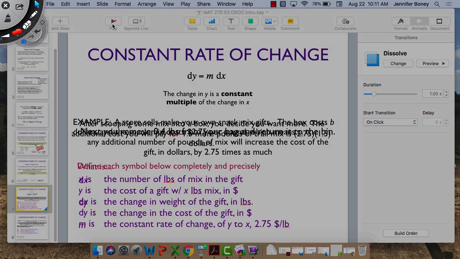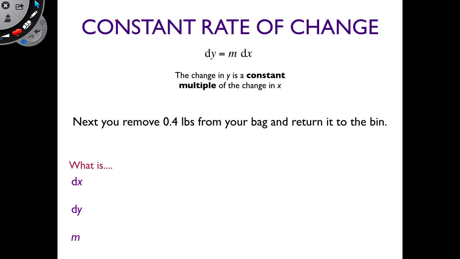Yeah, the dx is negative 0.4. dx and dy can be positive or negative. It doesn't indicate that you've broken the laws of physics and you have negative mass or weight or anything like that, or negative time if that were an element. It's just a change, so things can increase or decrease. And so we've got negative 0.4, the negative indicating that we're removing this 0.4 pounds.